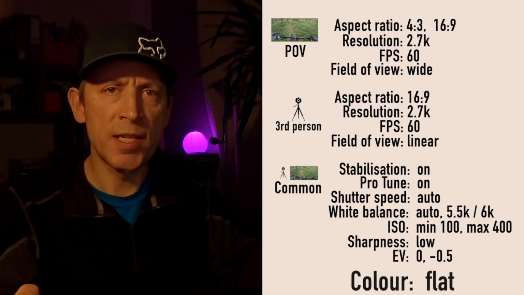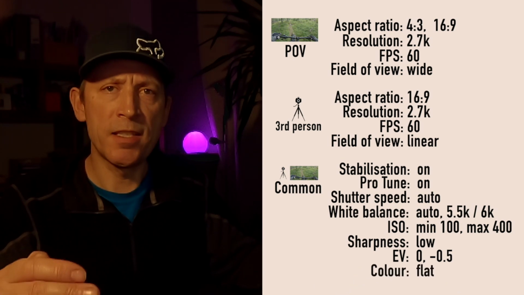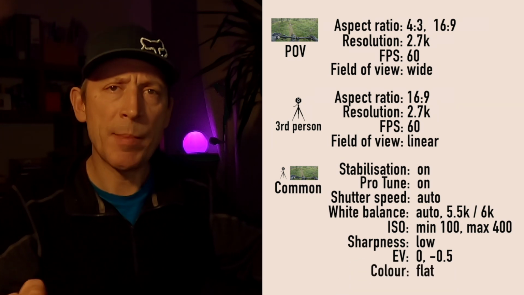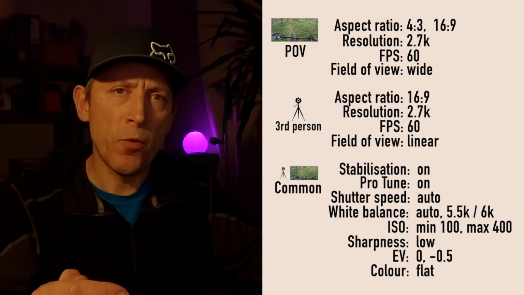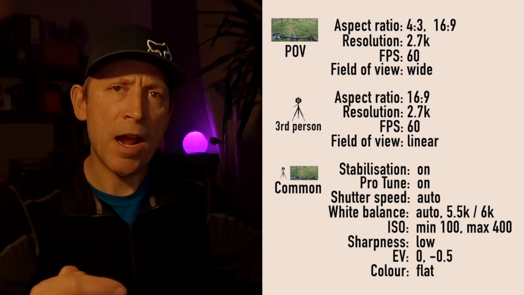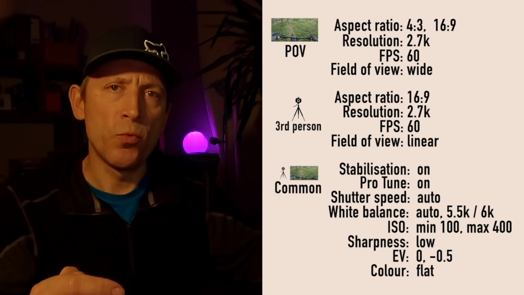Now my most important setting is color, and I set this to flat. This gives me the most dynamic range. The GoPro camera hasn't done any changes itself, so I've got the most raw footage I can get out of the camera, less the white balance alterations.